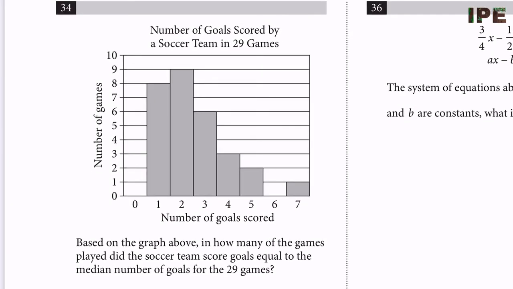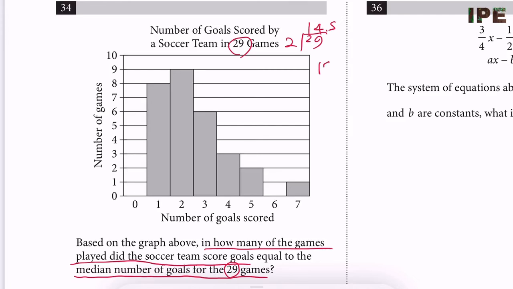Number 34. Based on the graph above, in how many of the games played did the soccer team score goals equal to the median number of goals? It's a total of 29 games. So find the median number of goals, right? 29 games is an odd number, not an even number of data, so it has only one middle number. 29 divided by 2 is 14.5. That means the 15th number is the median.